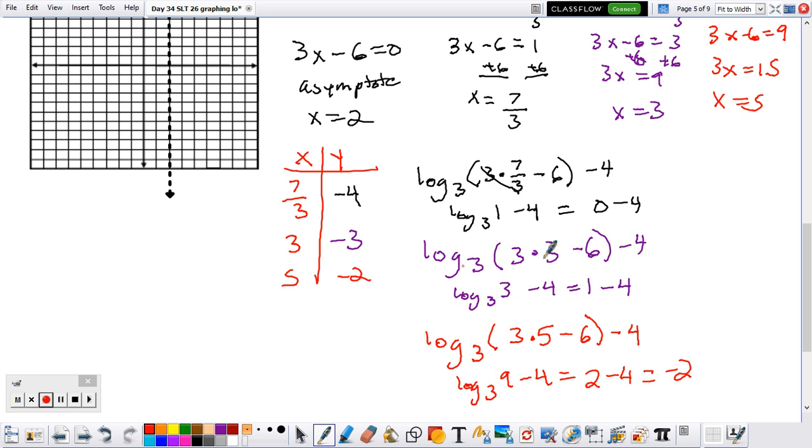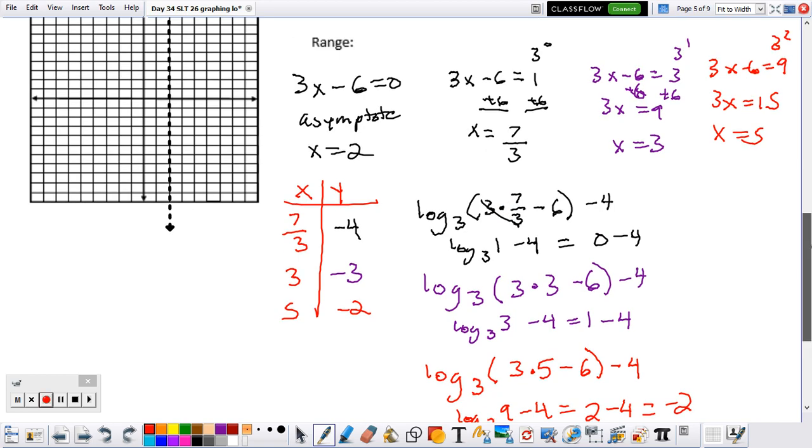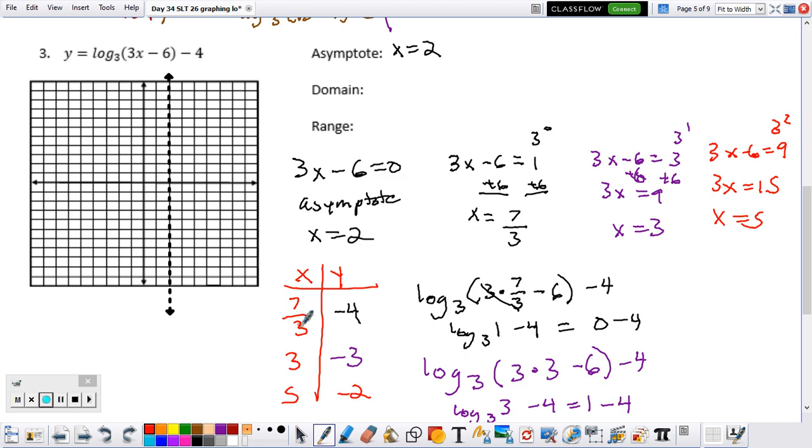Okie dokie. So everyone take a second. Make sure you've got the x values to go into your table correct. Then I put them in my table. The 7/3 weirded me out a little bit, but then I remembered I was going to multiply by 3, so it was a no worries situation. So I'm going to graph my points. So 7/3 is a little more than 2, but a little less than 3, because 9/3 would be 3. So it'd be like here and -4. Then we've got 3, -3, and we've got 5, -2.